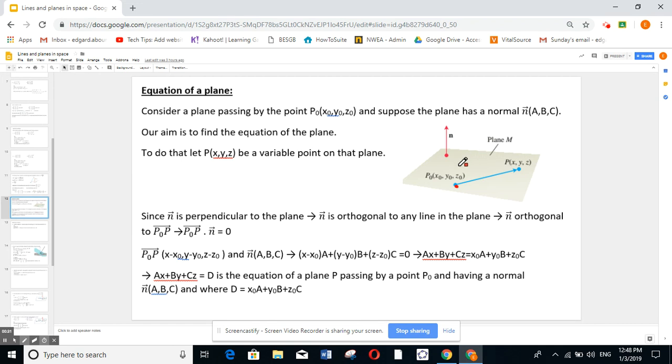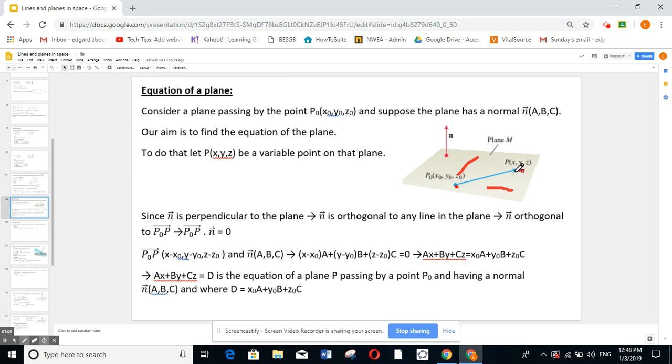As P is varying, since N is orthogonal, perpendicular to the plane, N is perpendicular to every line inside the plane, because N is perpendicular to the whole plane, especially to P0P. So the scalar product must be 0. You know the scalar product of two orthogonal lines is 0.